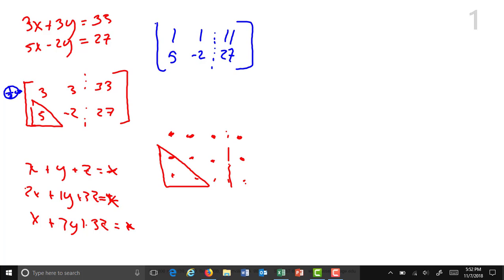You see, there's nothing wrong with multiplying by 1/3. I'm purposely making this a 1 here because it's going to make it easier to get rid of this guy, the 5, which I want to make it equal to 0. And so, I'm going to do that.